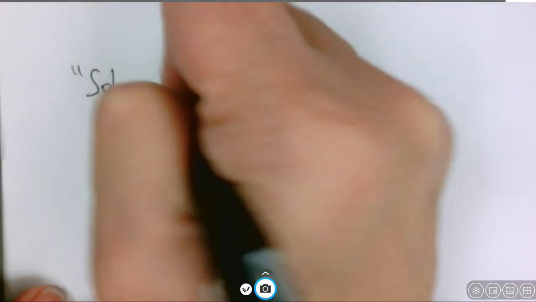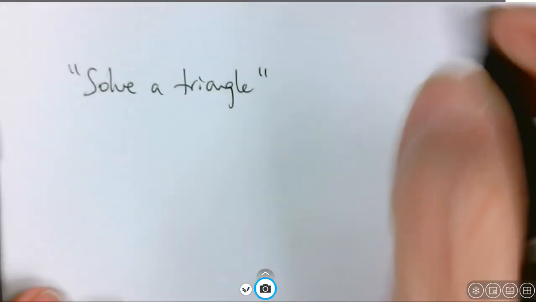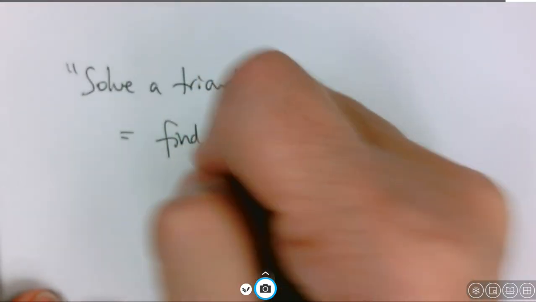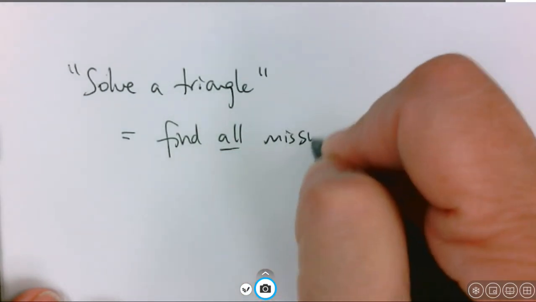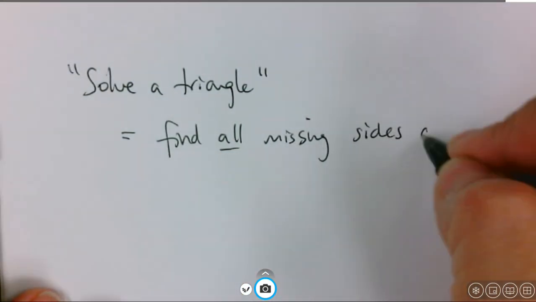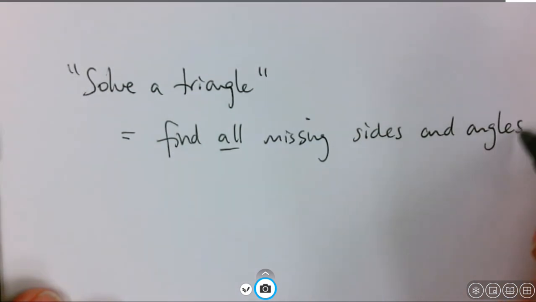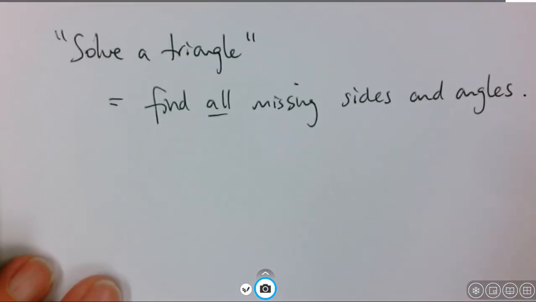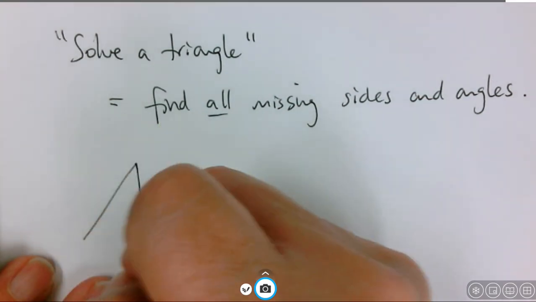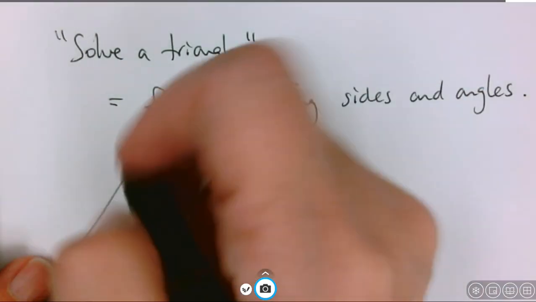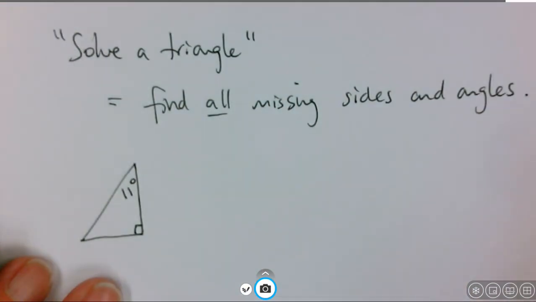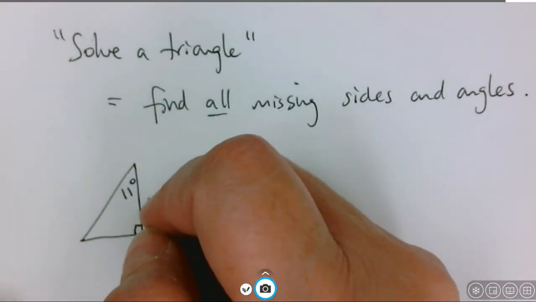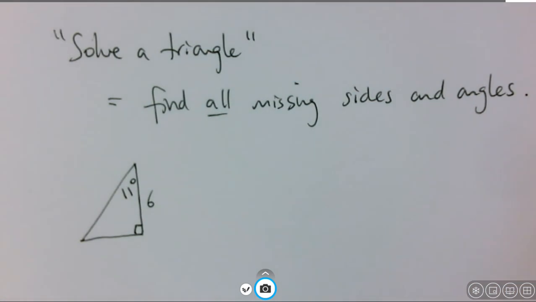The last example will be solving a triangle. This language, solve a triangle, means find all missing sides and angles. So let's say, for example, I tell you that this is 11 degrees, and that this is, I don't know, 6. So I'm going to need to find some things.